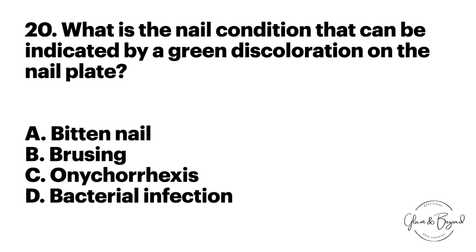Number 20, what is the nail condition that can be indicated by a green discoloration on the nail plate? A, bitten nail, B, bruising, C, onychorrhexis, D, bacterial infection. The answer is D, bacterial infection.